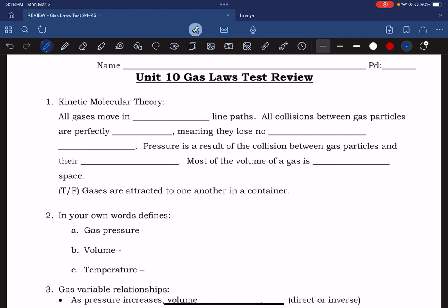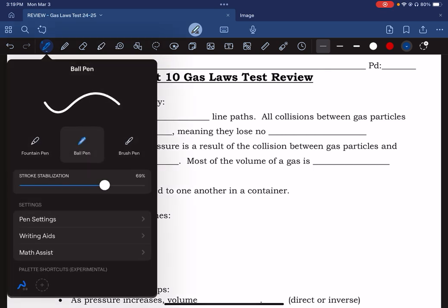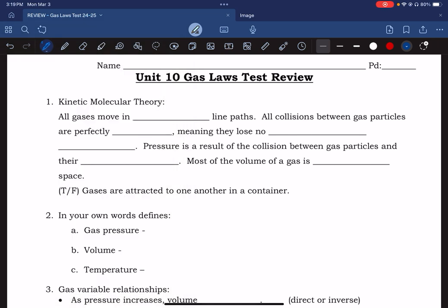So basically, we started out this unit talking about kinetic molecular theory. So you can imagine gas particles like tiny invisible ping pong balls, and they're constantly bouncing around in a room or a container, and they move in straight line paths until they hit something like maybe a wall or a balloon. So here, straight line paths. All collisions between gas particles are perfectly elastic. So basically what that means is that when they hit something, they bounce back without losing any kinetic energy.